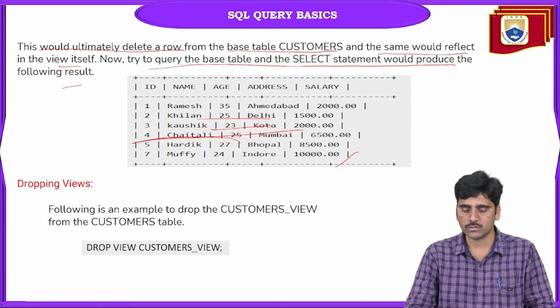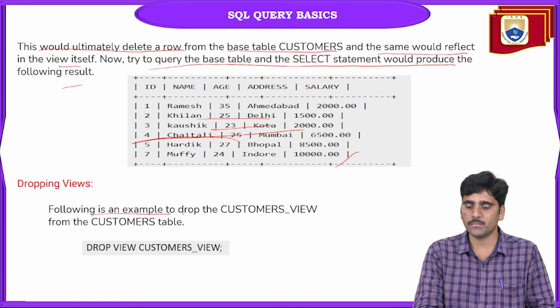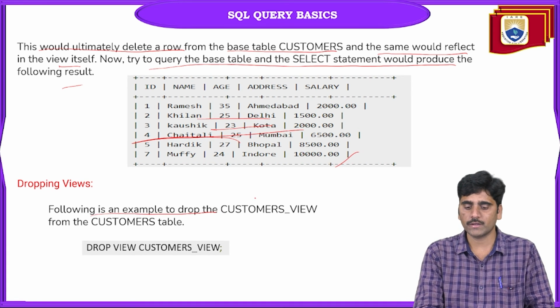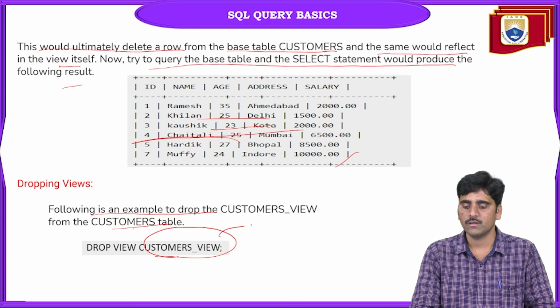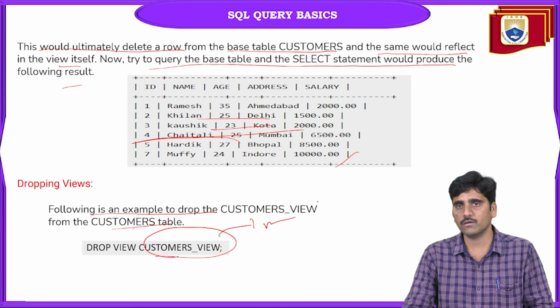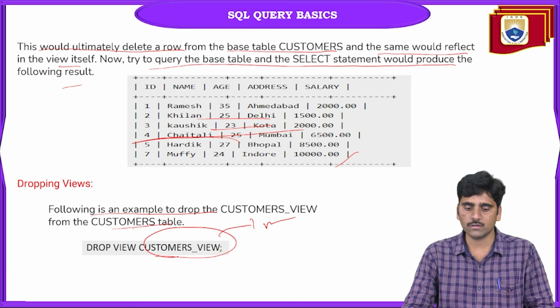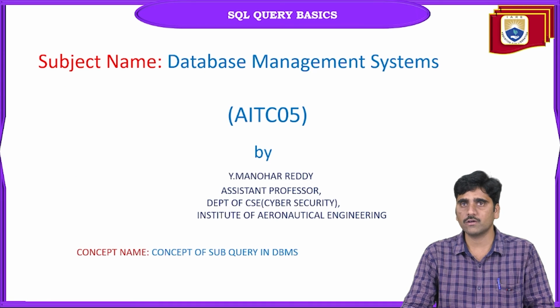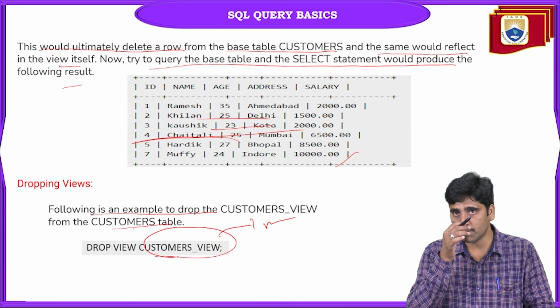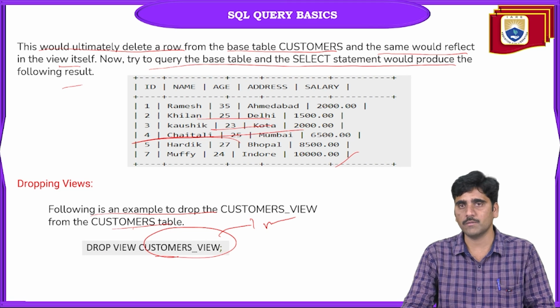And dropping views. So how are we going to drop the views? However we drop the tables, the same way we drop the views also. Following is an example to drop the customers_view from the customers table. So DROP VIEW is the command, and customers_view is the view name you are going to drop. So this is the way we can execute drop commands, as well as delete, update, and insert commands.